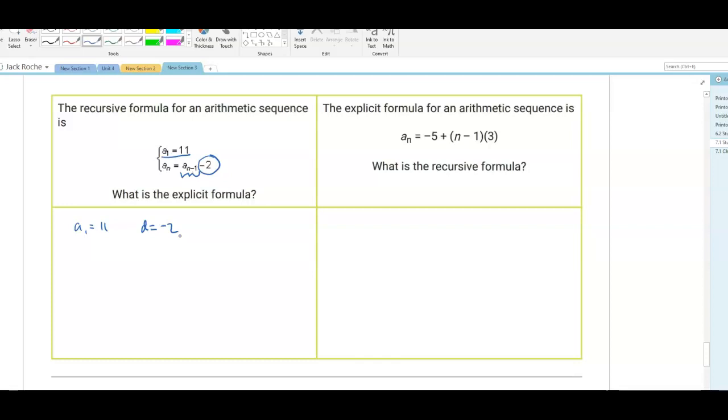Okay, so when I look at my explicit rule, remember it's a sub 1 plus d times n minus 1. So a sub n equals, what's my first term? 11 plus, in this case, since d is negative 2, it's going to be minus 2 times n minus 1. This would be your explicit rule.